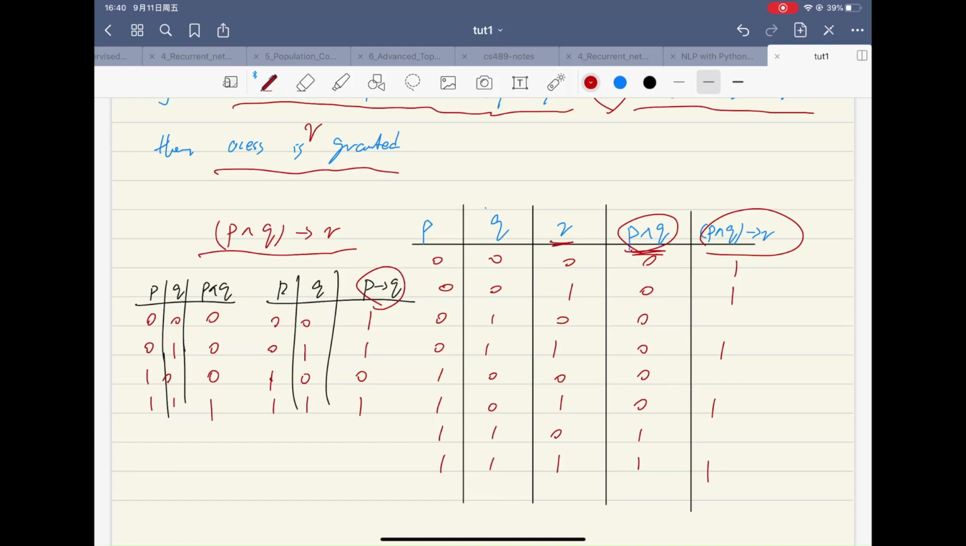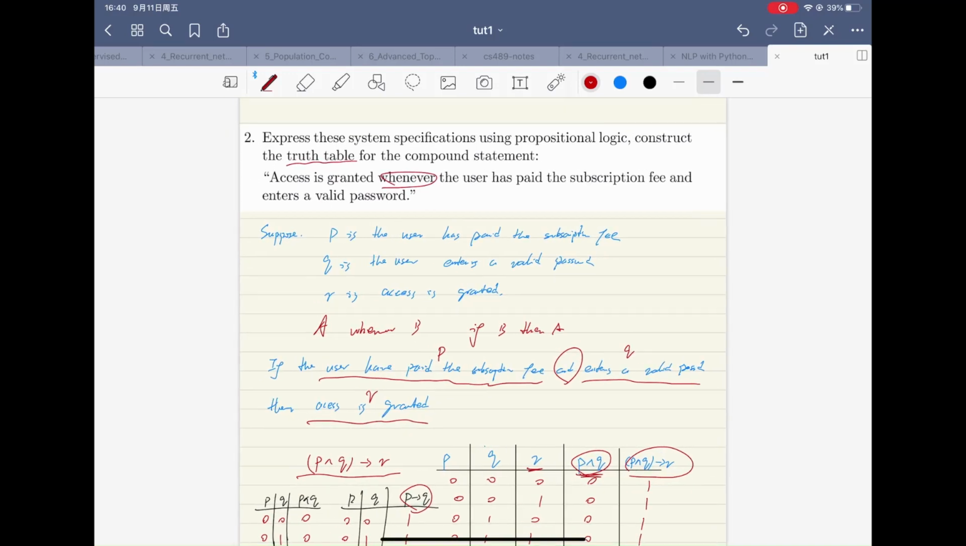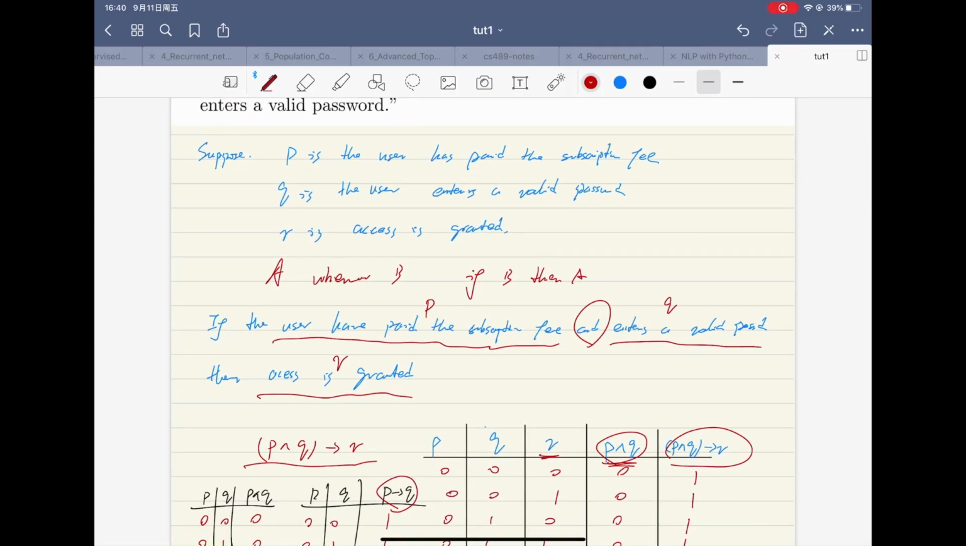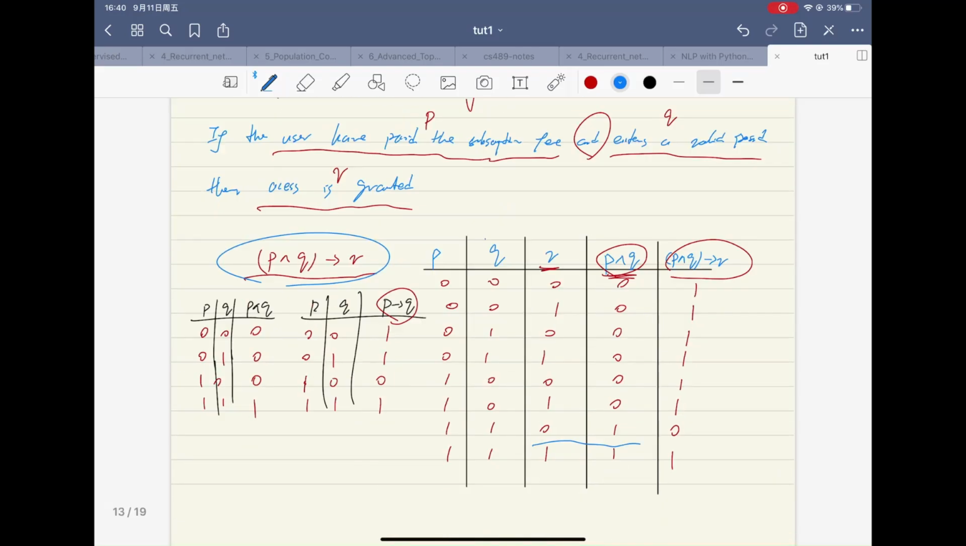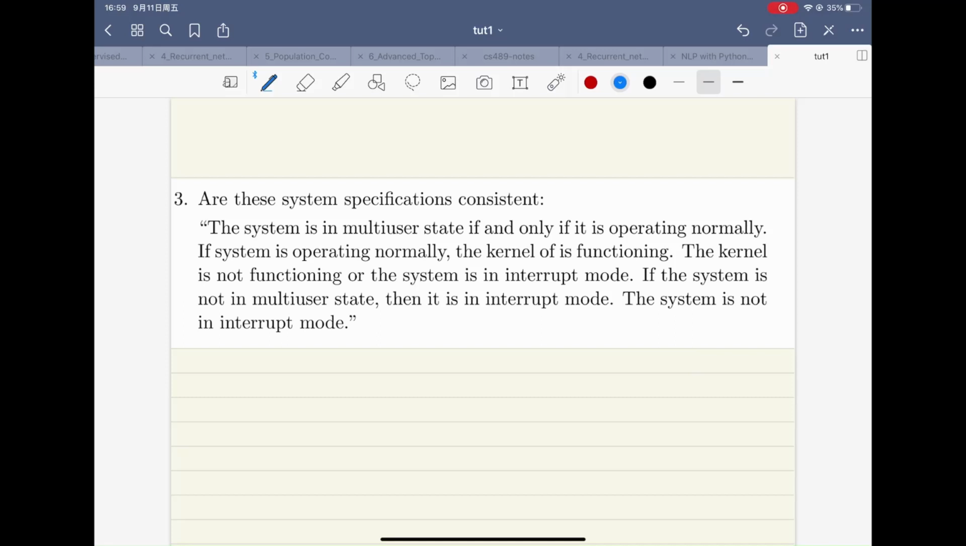And here the hypothesis is false, so the whole statement will be true, same way. But here, look, the hypothesis is true but the conclusion is false, so we have false here. Right? Then we have the propositional logic and truth table. We're done, right? Great. Let's move to question 3.